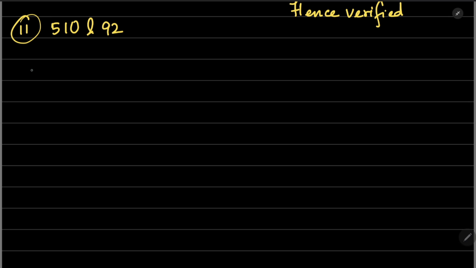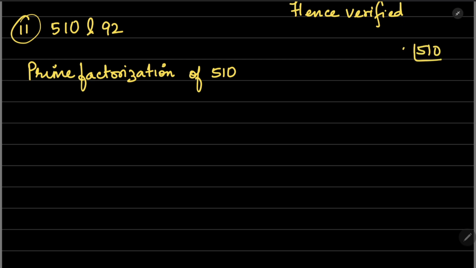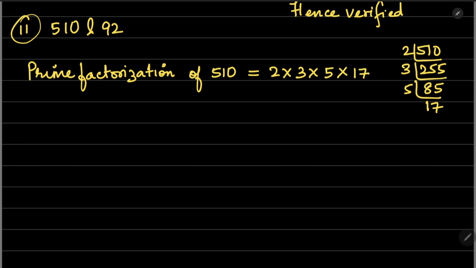First, let's do the prime factorization of 510. So 510 start with 2, 2 2s are 4, 2 5s are 10, 5, right? And then you can go with 3. 3 8s are 24. 5s are 15. Again 5. 5 1s are 5. 5 7s are 35. And 17 is a prime number. So you have 2 multiplied by 3 multiplied by 5 multiplied by 17.